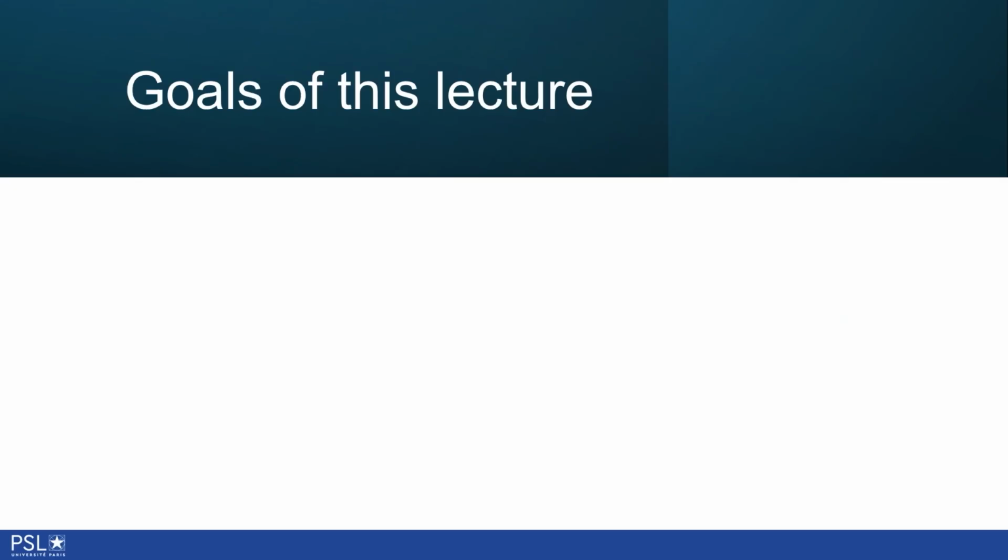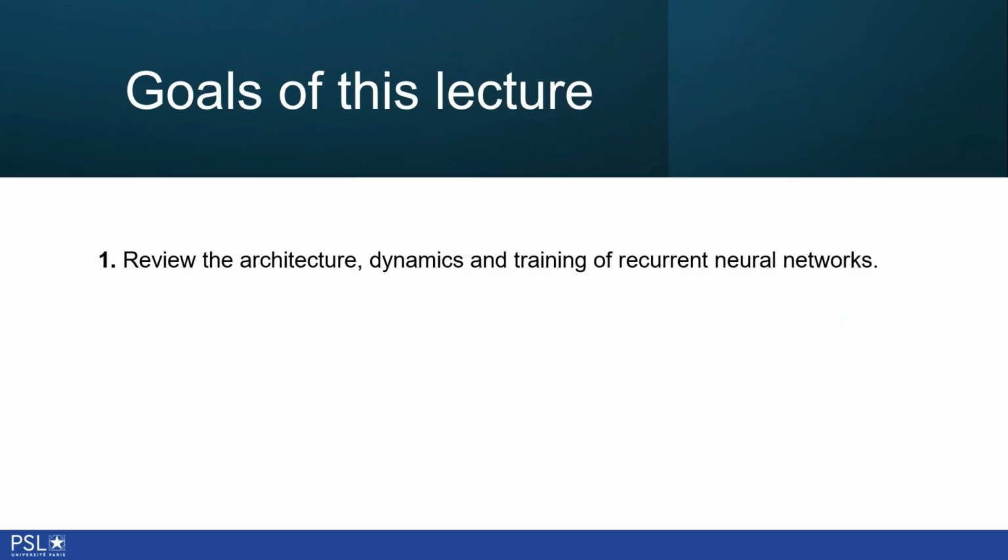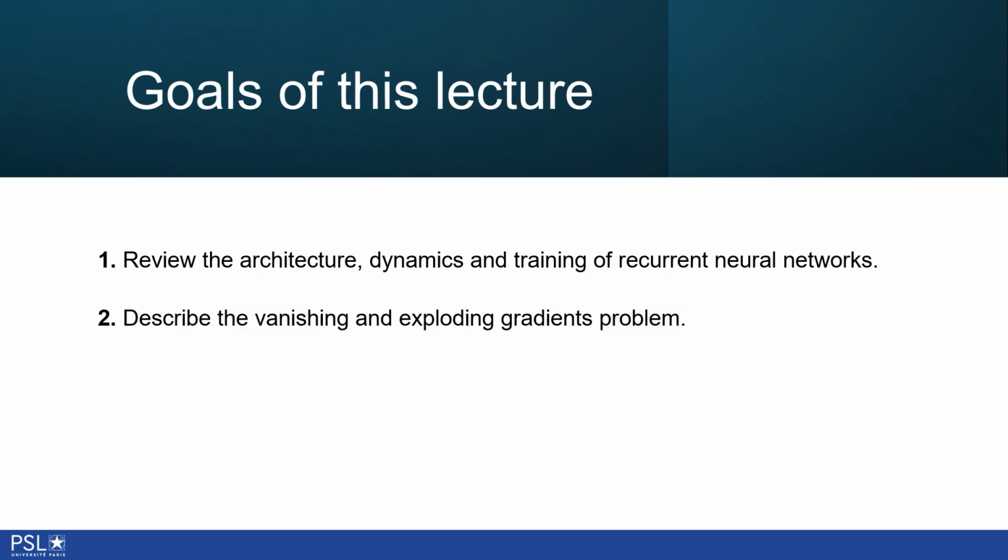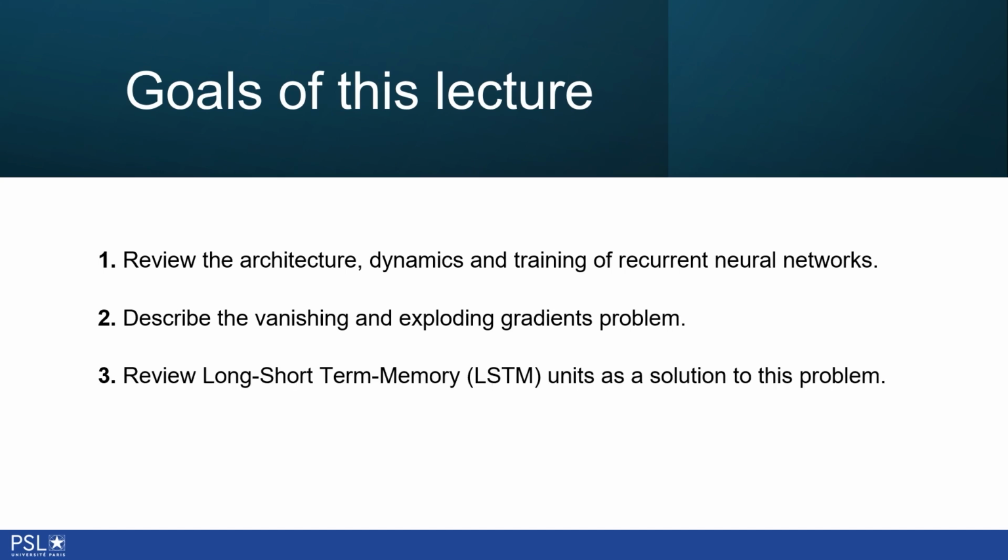More specifically, we will review several types of neural language models, recurrent neural networks, and long short-term memory networks, or LSTMs in short. The specific goals of this lecture will be to review the architecture, dynamics, and training of recurrent neural networks, describe the vanishing and exploding gradients problem, and review long short-term memory units as a solution to this problem.